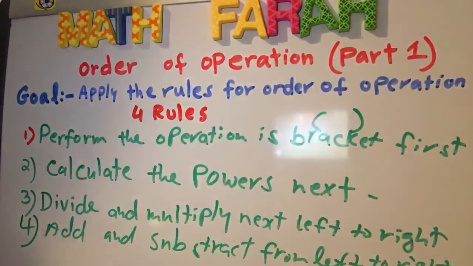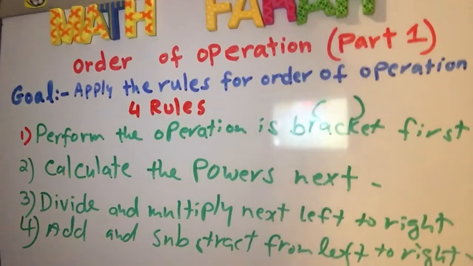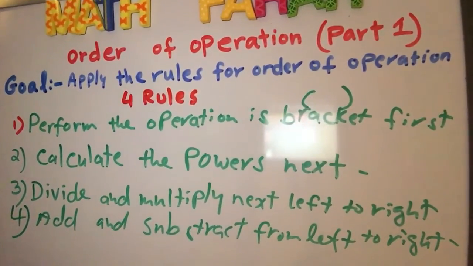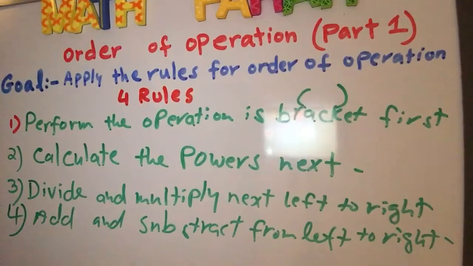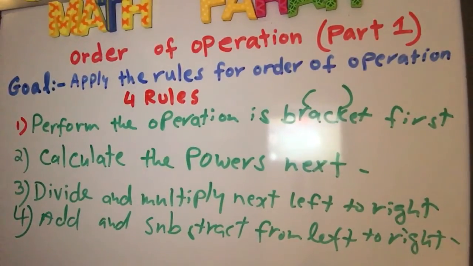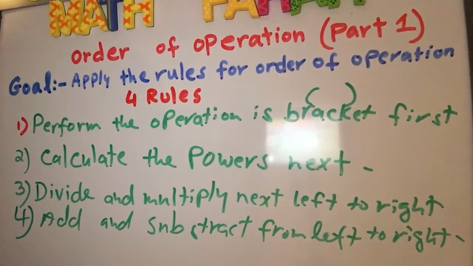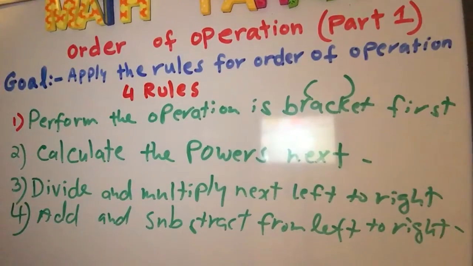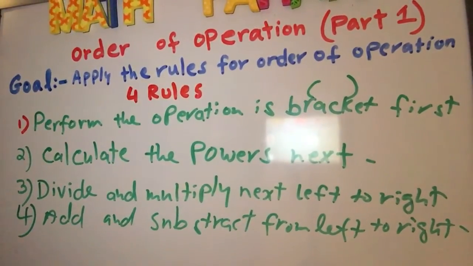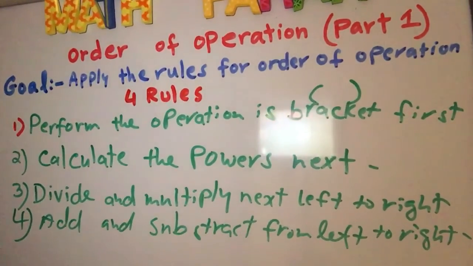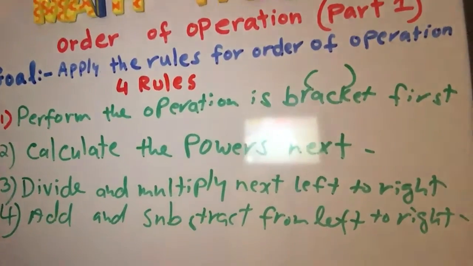So these are our 4 rules. Rule number 1 is perform the operation in brackets first. Rule number 2, calculate the powers next. Rule number 3, divide and multiply next, from left to right. And rule number 4 is add and subtract from left to right. Good job. Now we will do some examples.